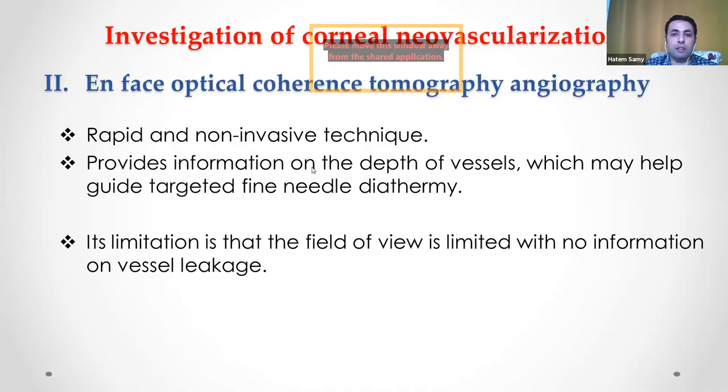The other non-invasive method is optical coherence tomography angiography. It is very rapid, has a short learning curve, and gives very good information about the depth of vessels, which will be very useful for fine needle diathermy in the preoperative management of corneal neovascularization. But it is limited by a very limited field of view, and it can't detect vascular leakage.